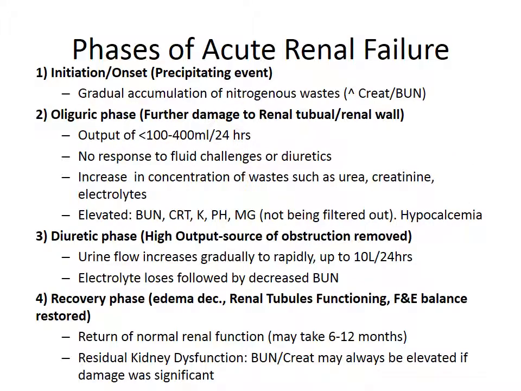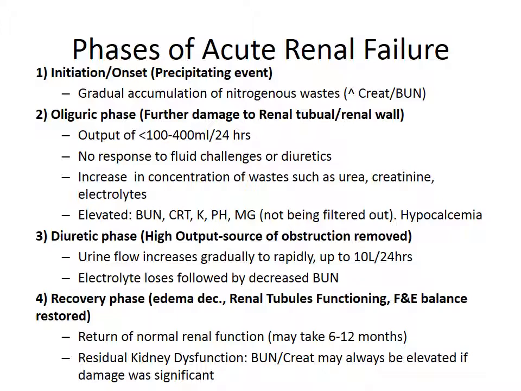Phases of acute renal failure. The initiation or onset phase is the precipitating event. It's the gradual accumulation of nitrogenous waste, and you'll see on their lab work an increased creatinine and an increased BUN. The oliguric phase is where further damage happens to the renal tubule or the renal wall. This results in an output of less than 100 to 400 milliliters of urine in a 24-hour period.